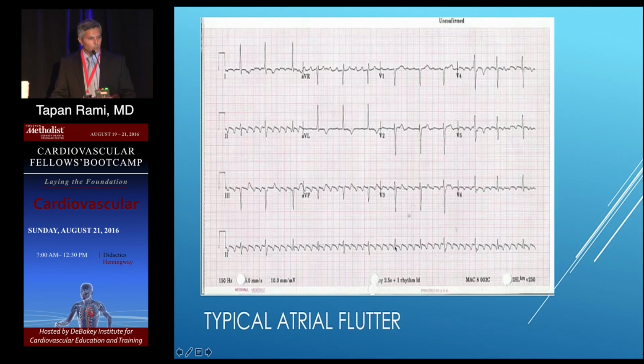Everybody can recognize this one. This is a typical atrial flutter. You have a sawtooth pattern here. In 2, 3, and AVF, it's negative, okay? And in the precordial leads, you have positivity in V1.